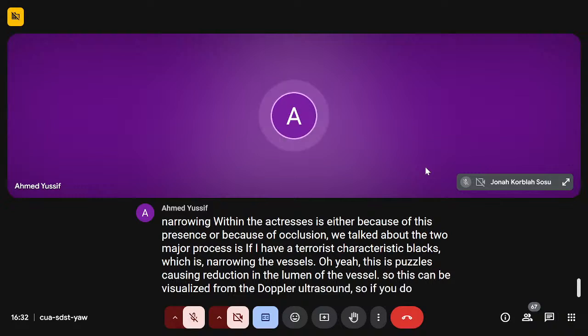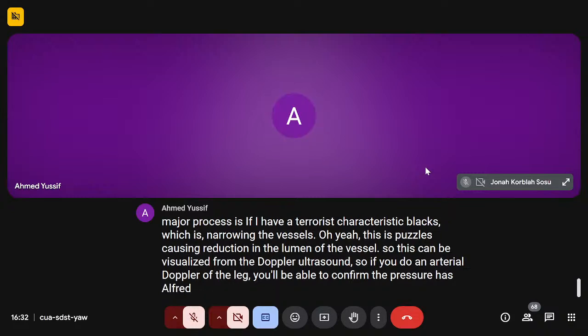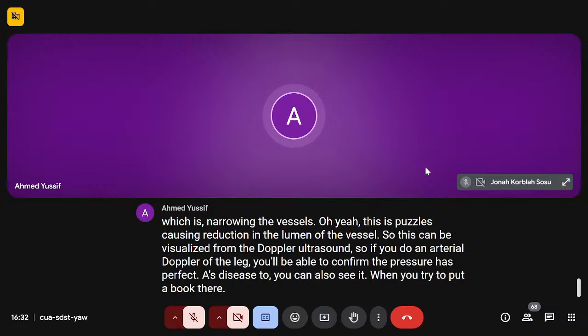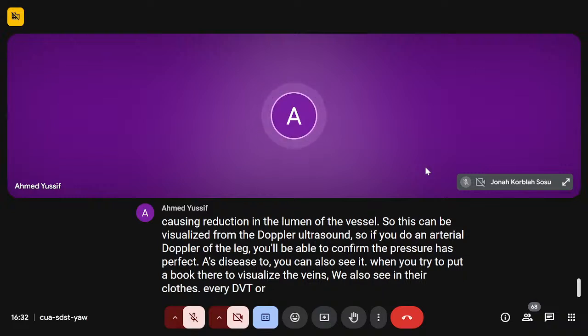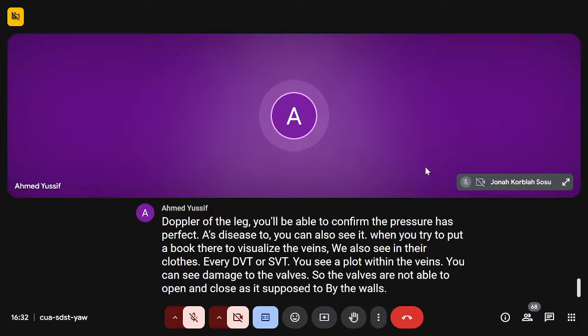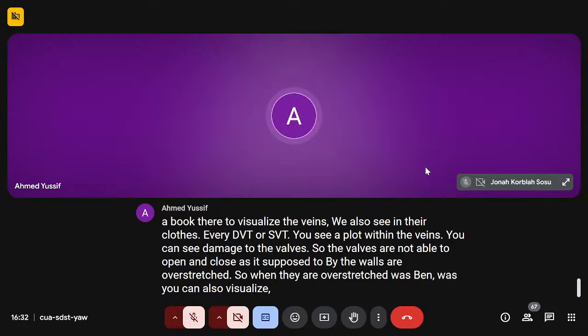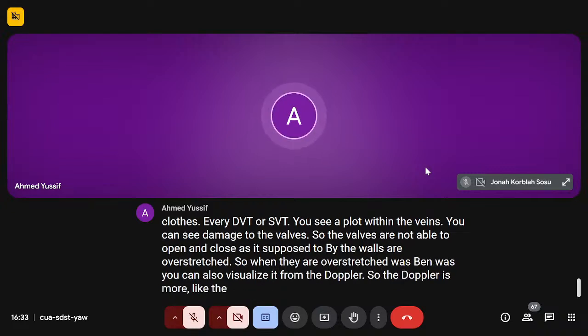So if you do an arterial Doppler of the leg, you'll be able to confirm the patient has peripheral artery disease. If it's peripheral venous disease, you can also see it. When you put a probe there to visualize the veins, you see a clot if it's DVT or SVT, or you can see damage to the valves, so the valves are not able to open and close as they're supposed to, or the walls are overstretched. So the Doppler is the confirmatory test for peripheral artery and peripheral venous disease.